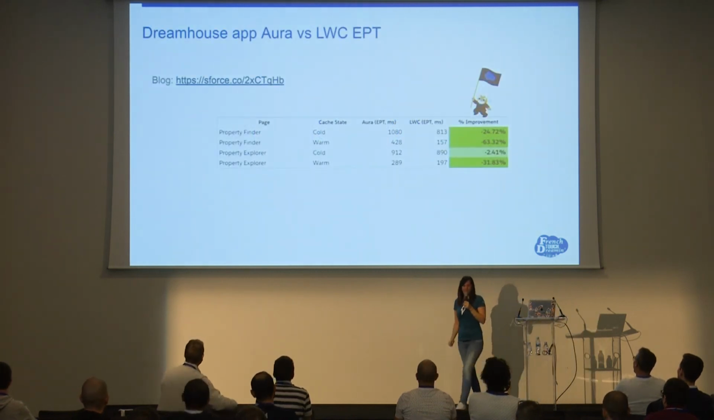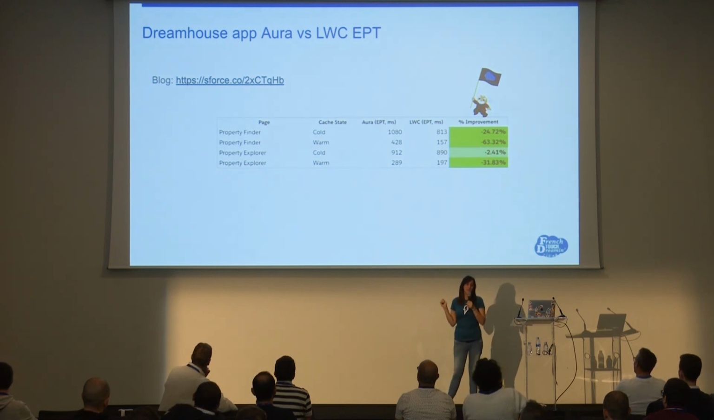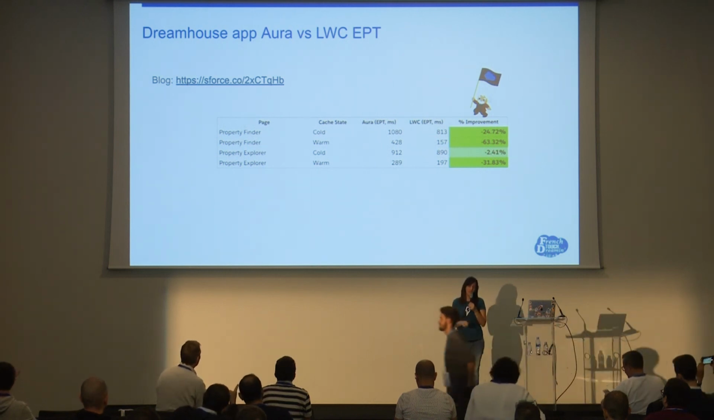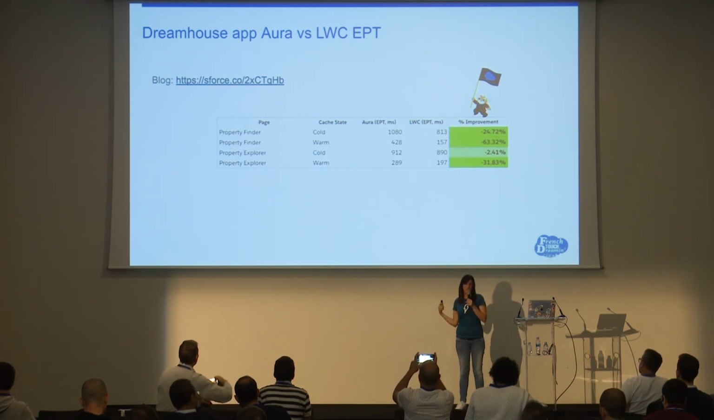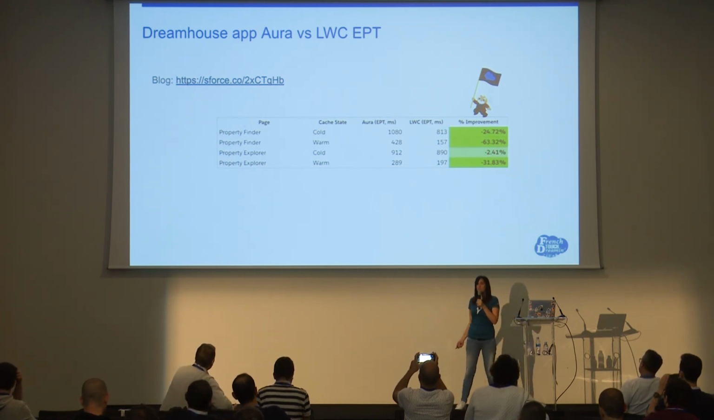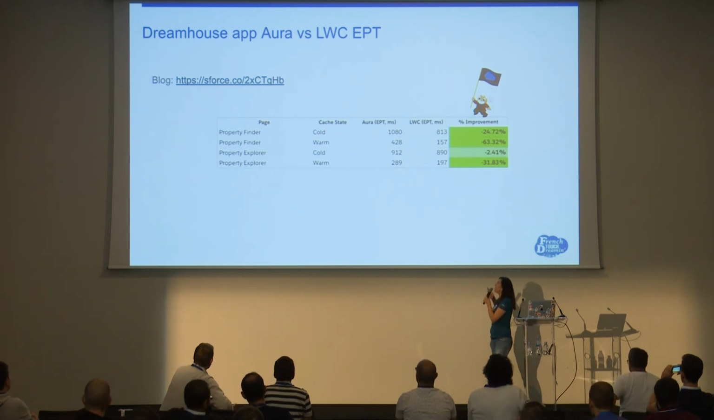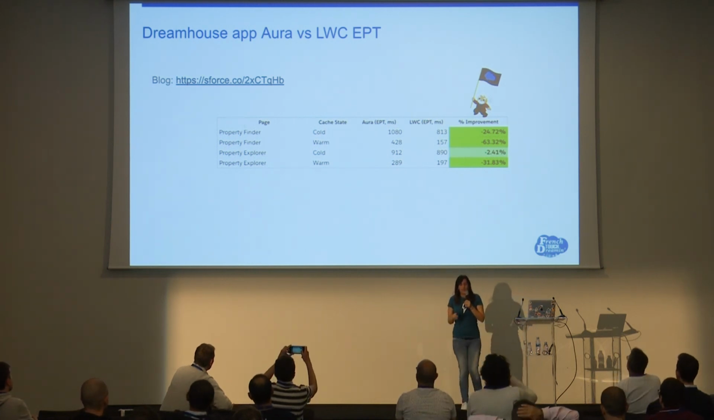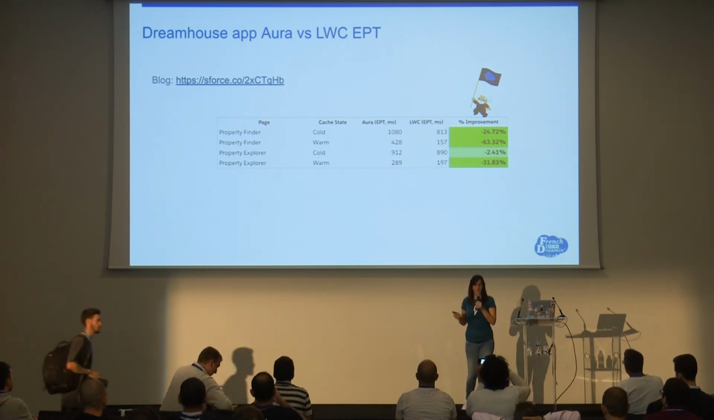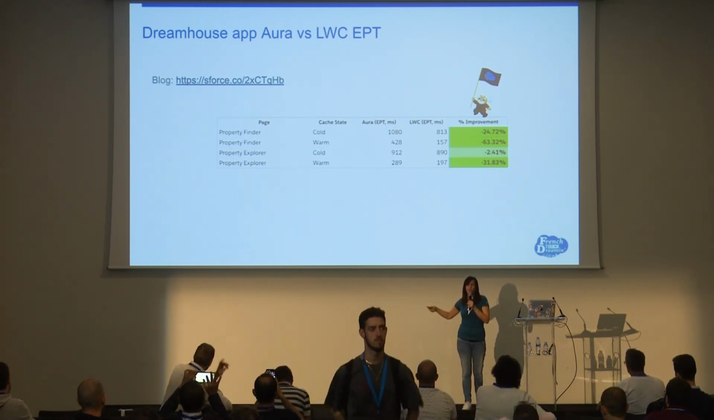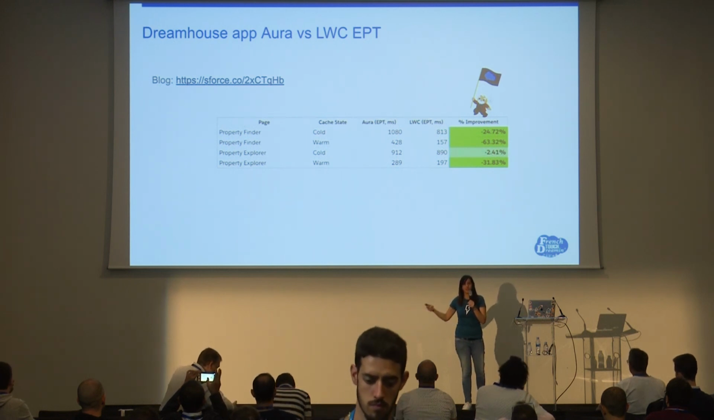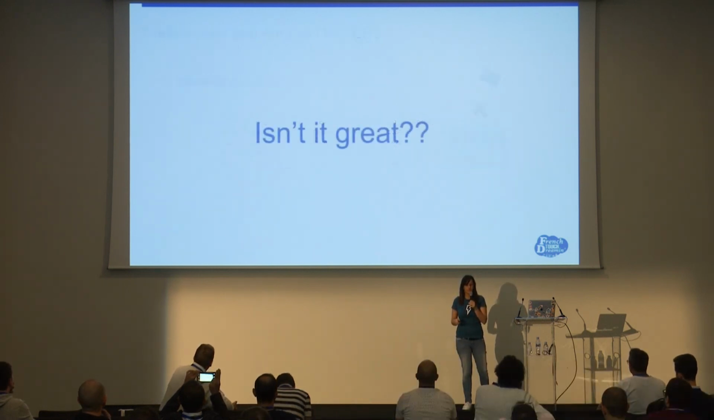Okay, so the last thing that I wanted to show you is a benchmark that we have run over the Dreamhouse app in Lightning, written with Lightning Web Components and written with Aura. There is a blog post that explains how we have performed the benchmarks. And these are the improvements on the page load time, the EPT, which you can see are great, especially when we do the warm test, which is when you have loaded the page already several times, because there we have the wire service acting and caching all the data. Isn't it great?